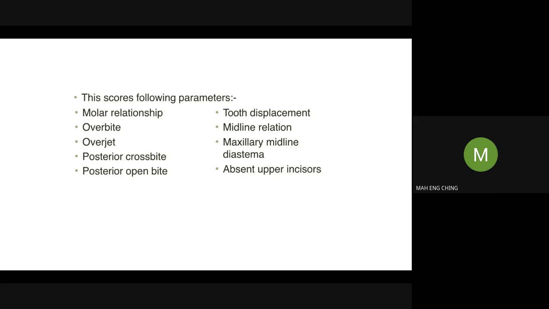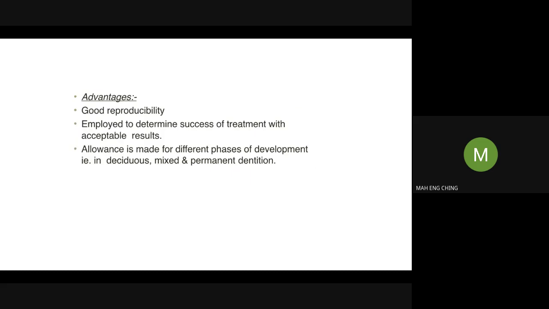So this scores the following parameters: the molar relationship, class 1, class 2, class 3, overbite, deep or open bite, overjet, increased or reduced, posterior crossbite, posterior open bite, tooth displacement, which is crowding, then midline relationship, upper midline, lower midline, whether they coincide or have a discrepancy, maxillary midline diastema, spacing, then absent upper incisor, which is hypodontia. So what are the advantages of this occlusal index?